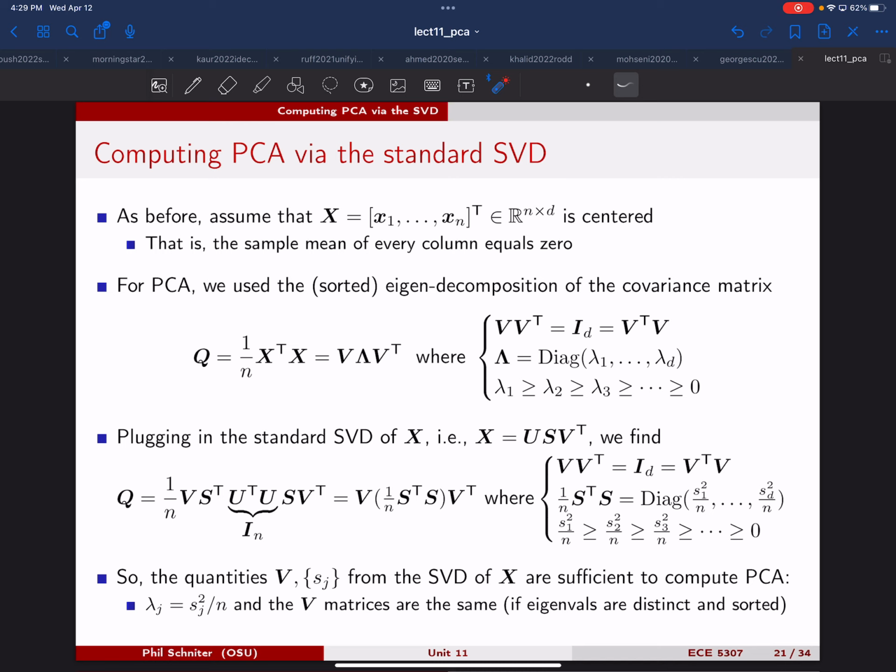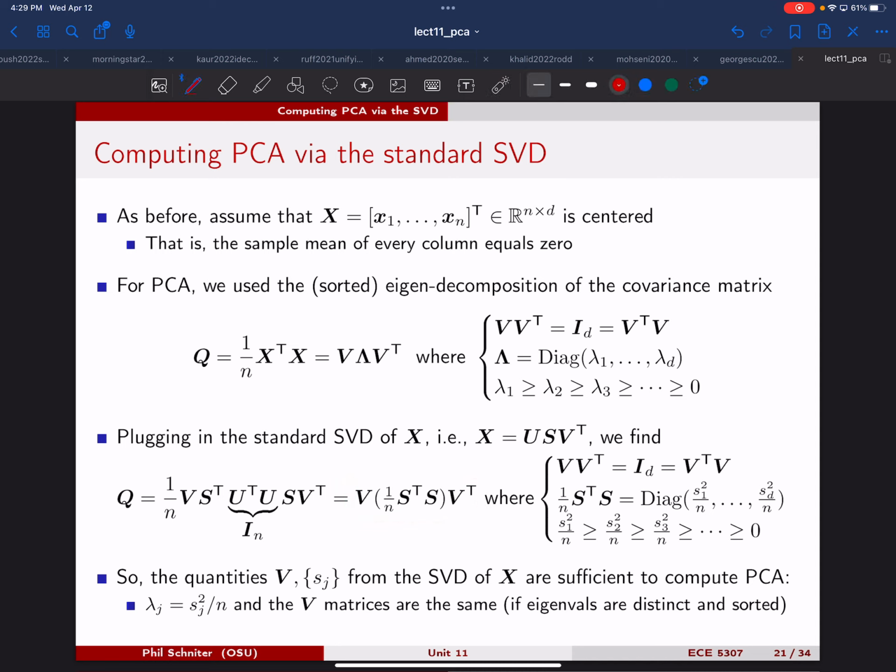Let's take this expression, and let's plug in the SVD from the previous page. So X turns into USV transpose. X transpose turns into VS transpose U transpose. And the first thing we see is we have this U transpose U. Because we use the standard SVD, U is an orthogonal matrix, so U transpose U is identity. So basically we can ignore it. It just disappears. As a result, we're left with something like this.